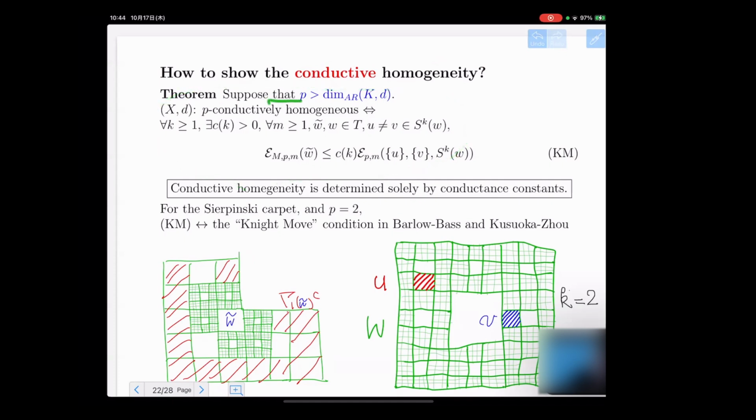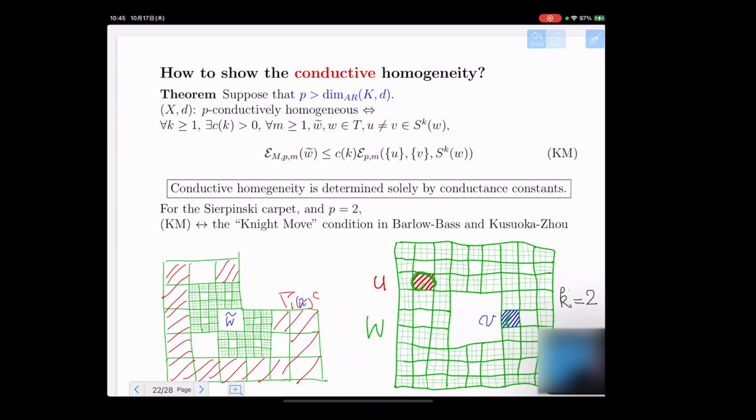This is again the case p larger than the Ahlfors regular conformal dimension. In this case, this condition says: let's pick any W tilde, and think about the conductance between W tilde and the M-neighborhood with level M, and compare this with this one. Now let's think of another W, not related to W tilde, any W, anywhere. And think about the case of level of refinement.